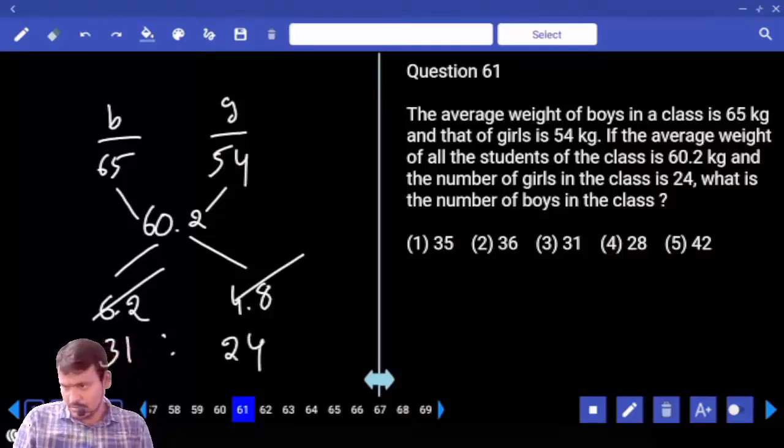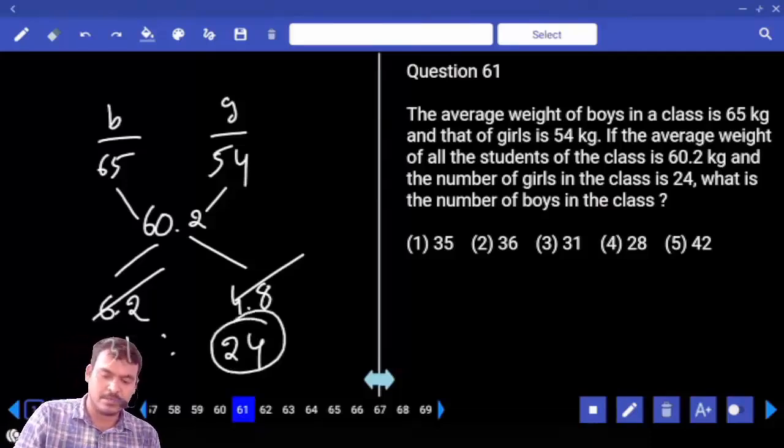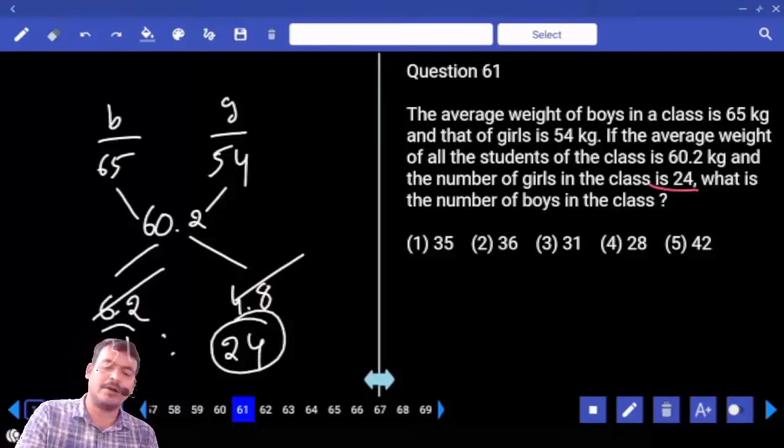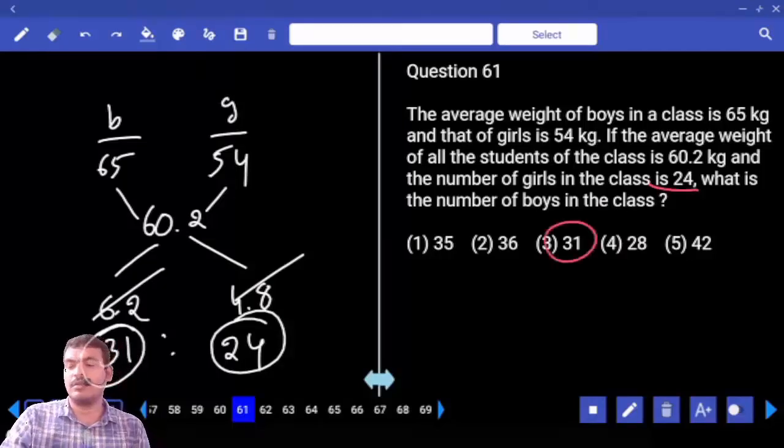And girls are given how much? 24. Girls are how many parts? 24 parts. 24 parts means 31 parts are 31.